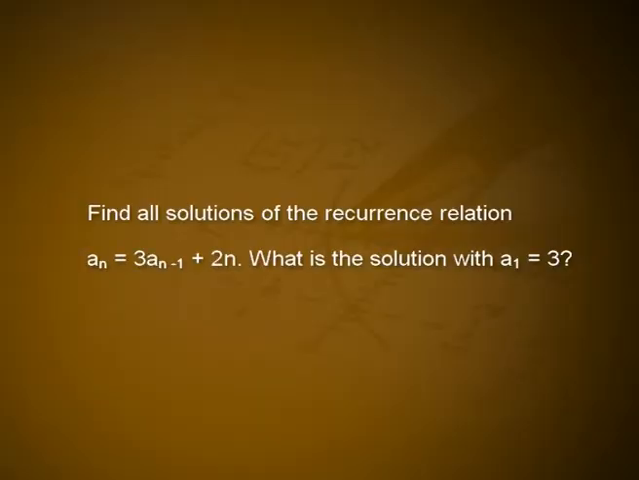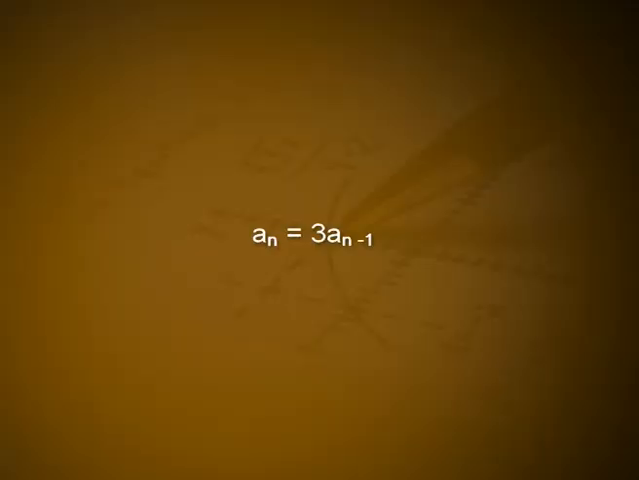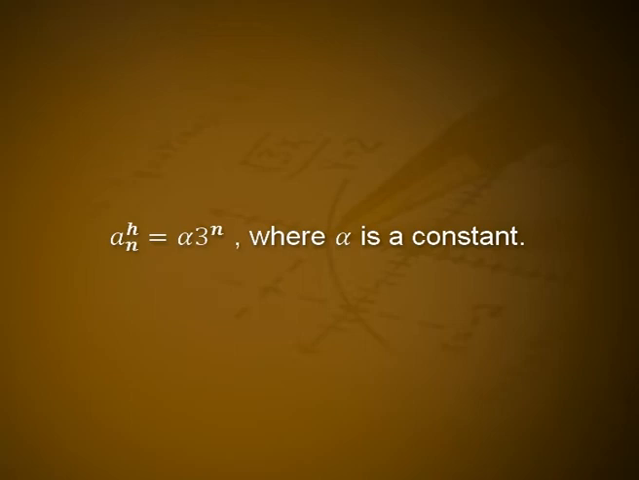Example 14. Find all solutions of the recurrence relation an is equal to 3 into an minus 1 plus 2n. What is the solution with a1 is equal to 3? Solution. To solve this linear non-homogeneous recurrence relation with constant coefficients, we need to solve its associated linear homogeneous equation and to find a particular solution for the given non-homogeneous equation. The associated linear homogeneous equation is an is equal to 3 into an minus 1. Its solutions are anh is equal to alpha into 3 raised to n, where alpha is a constant.